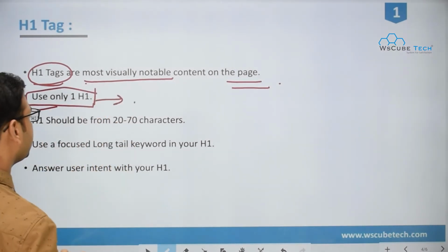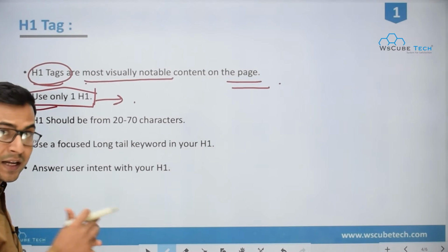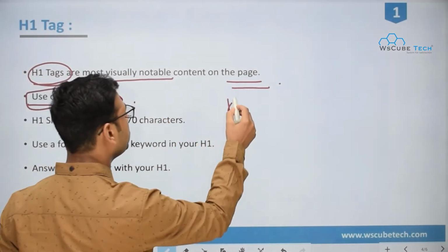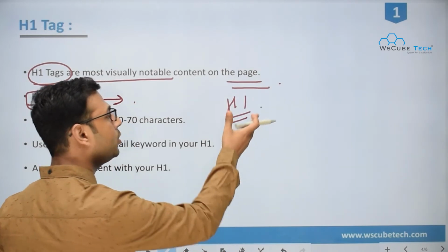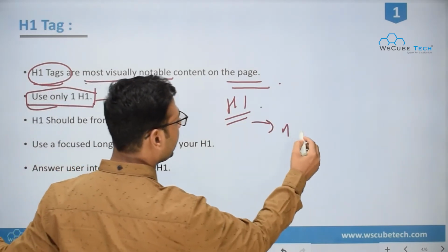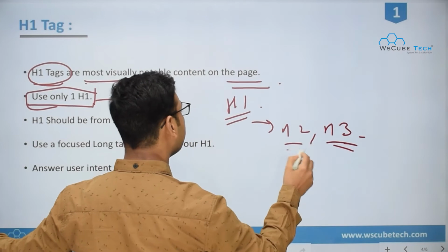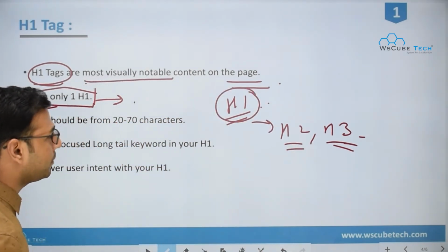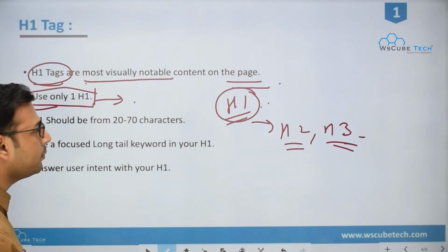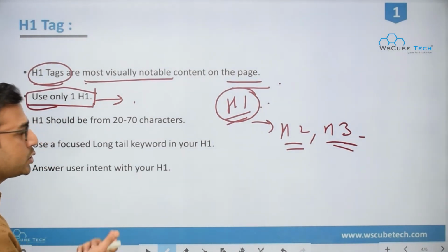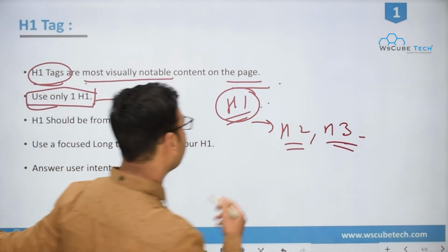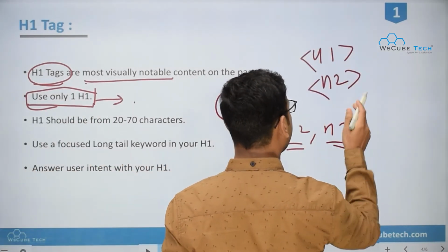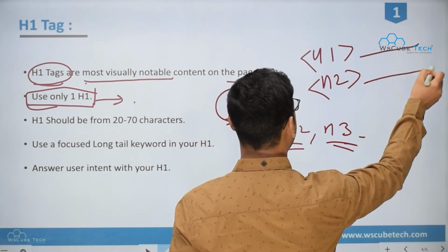This is a very common question that many people ask: can we use multiple H1 tags on a web page? It is advisable that you should use only one H1 tag. If you want to put more headings, you can go with H2, H3 and so on. But it is not recommended to use more than one H1 tag on your web page, because the weightage of your H1 tags gets distributed. Let me explain. If you are using two H1 tags, one H1 tag is over here and the other one is over here. You are writing some heading over here, and some heading over here.